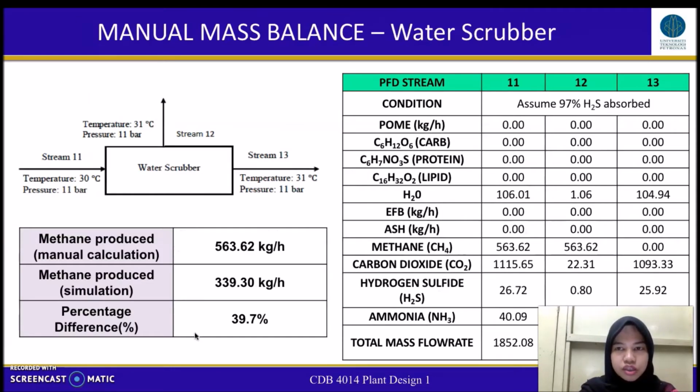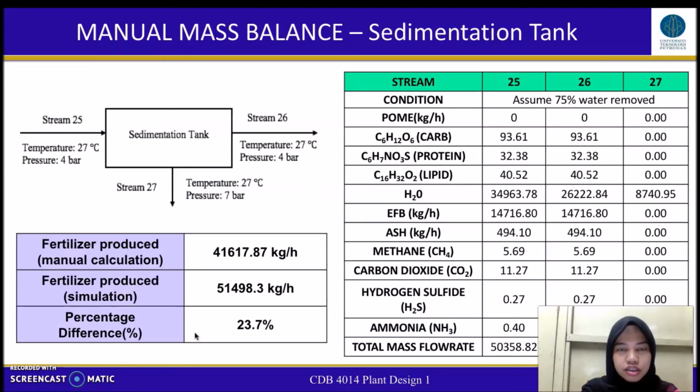Next is the water scrubber, where hydrogen sulfide is removed. We assume 97% of hydrogen sulfide is absorbed, and the rest is reduced with methane. For our product, methane produced is 563 kg per hour, while methane produced from simulation is 339.3 kg per hour, and the percentage difference is almost 40%. Next is the sedimentation tank, where water and the remaining digestate for organic fertilizer are separated. From manual calculation, we got around 41,000 kg per hour, while from simulation we gained 51,000 kg per hour, and the percentage difference is 23.7%.